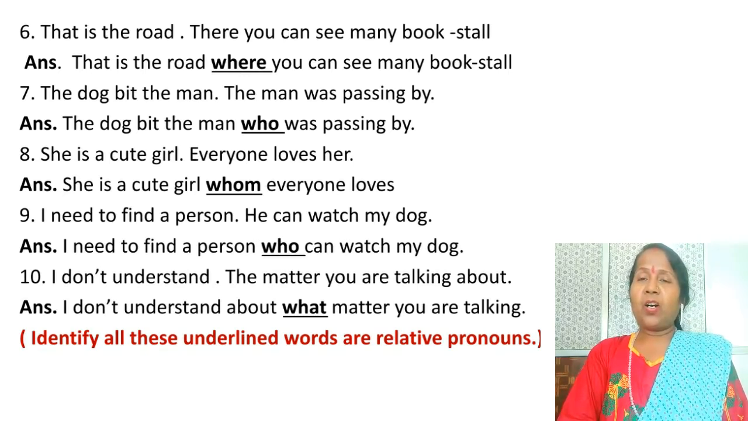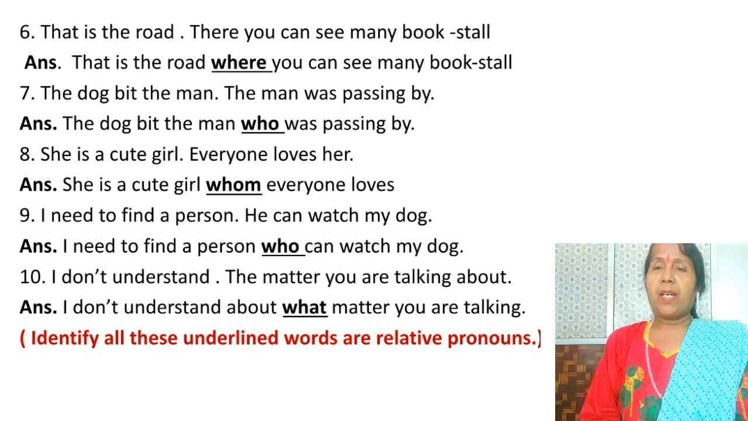Number 7. The dog beat the man. The man was passing by. The answer is: the dog beat the man who was passing by. Number 8. She is a cute girl. Everyone loves her. The answer is: she is a cute girl whom everyone loves.